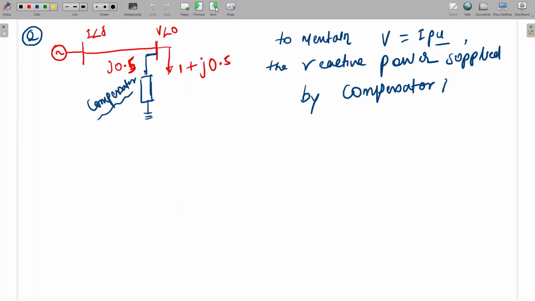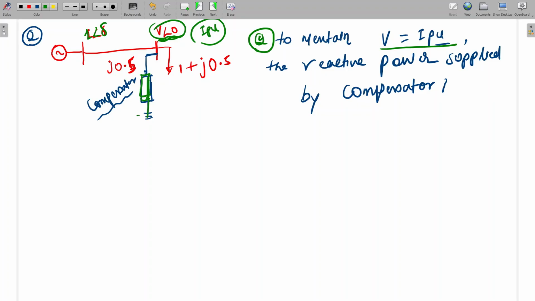So I'm moving to the next question. This is the last question today. This is a simple question I have made myself, and I have just taken some data. Here a voltage source at angle delta is given, and the receiving end voltage is V at an angle 0. In the question it is asking to maintain the V value, this magnitude, at 1 per unit. To maintain this voltage at 1 per unit, here I have connected a compensator.